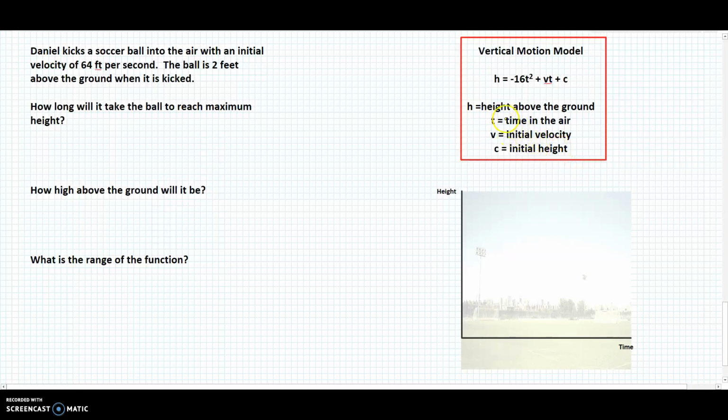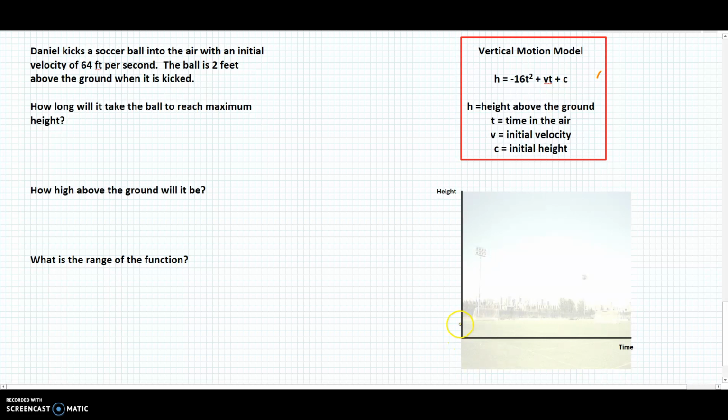So let's take a look at our question. Daniel kicks a soccer ball into the air with an initial velocity of 64 feet per second. The ball is 2 feet above the ground when it is kicked. So before we even tackle the questions, let's model this with a picture. So down here we have our soccer field, and we are going to draw a graph on our soccer field of our soccer ball and its height based on time.